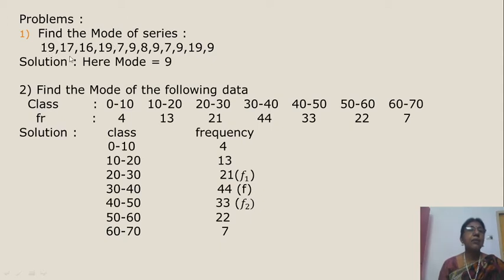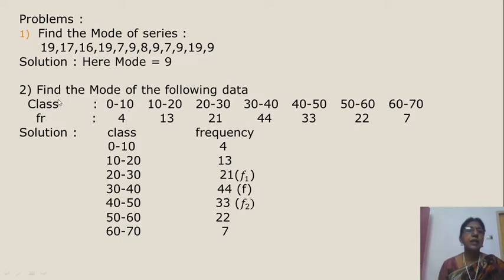What about 19? 1, 2, 3 only. 7 only 2 times. 17 1 time. Remaining 1 time each. Here you observe that the number 9 occurs 4 times, which is the maximum number of times. So the mode of the given series is 9. In this problem we were given ungrouped data, and 9 is the mode.